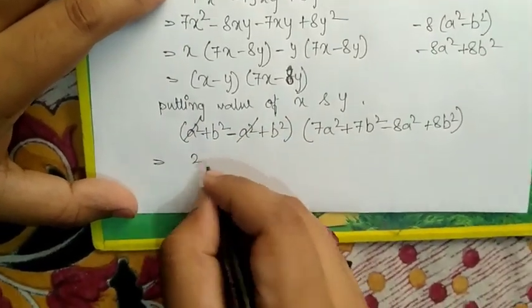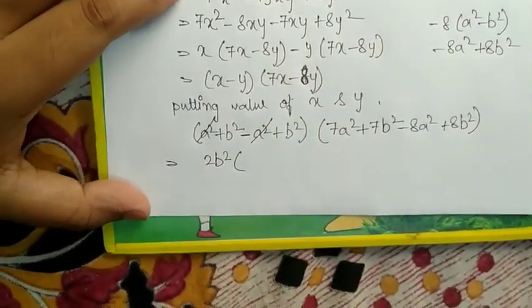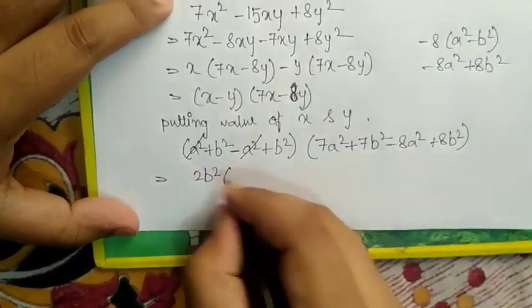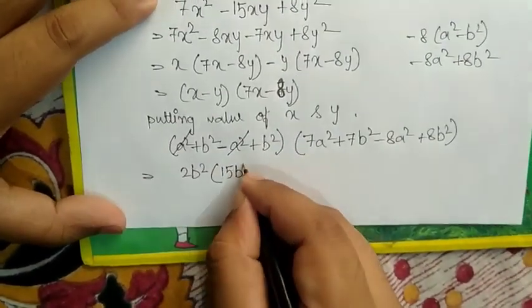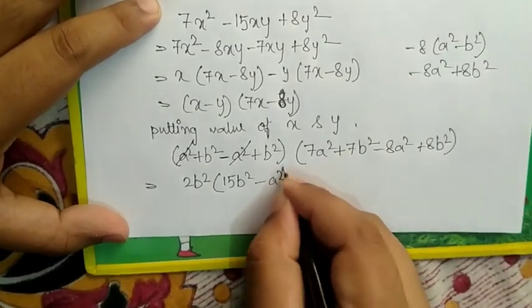b square plus b square, 2b square, 8b square plus 7b square, 15b square, minus a square. This is the answer.